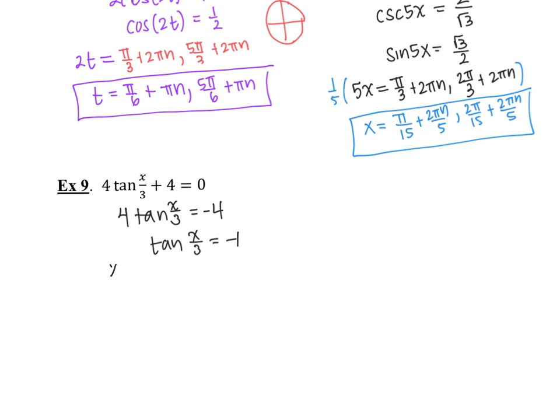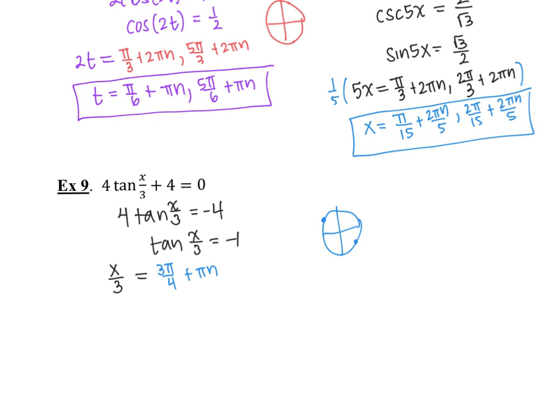Instead of saying x equals, I say x over 3 equals. Where is the tangent equal to -1? That would be here. And here, I could start with either one. 3 pi over 4. Because the period of tangent's pi, I'm just going to say plus pi n. And remember that will capture this answer as well. If you would like to write them separately, you're welcome to do so.